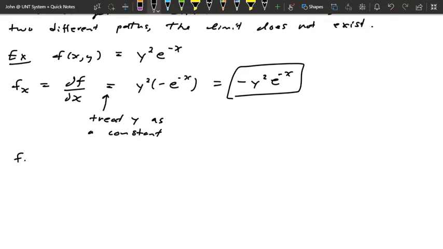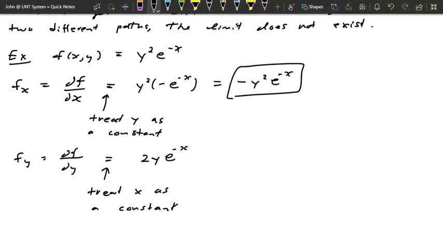If we take the derivative of f with respect to y, then we do the opposite. We treat the variable x as though it were a constant. And then the partial derivative with respect to y, e to the minus x is a constant, and the derivative of y squared is 2y. So the answer is 2y e to the minus x.